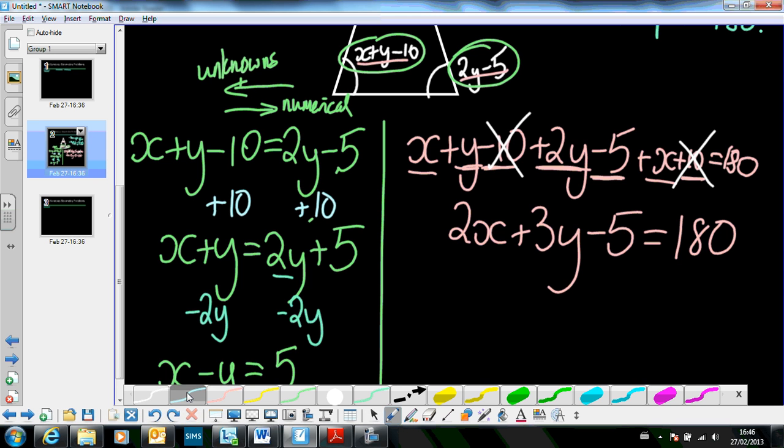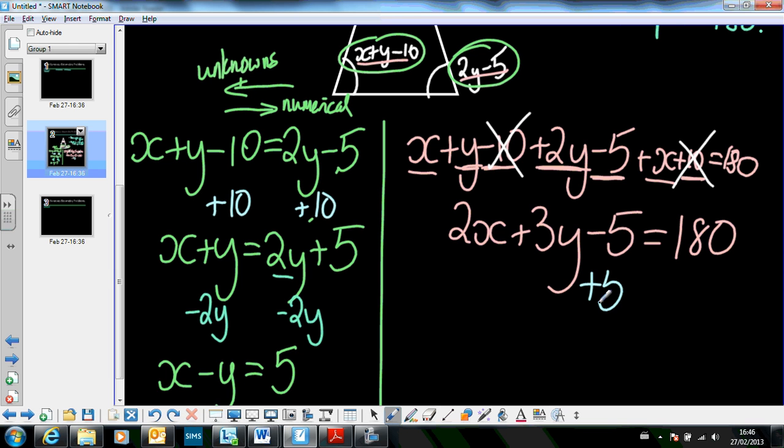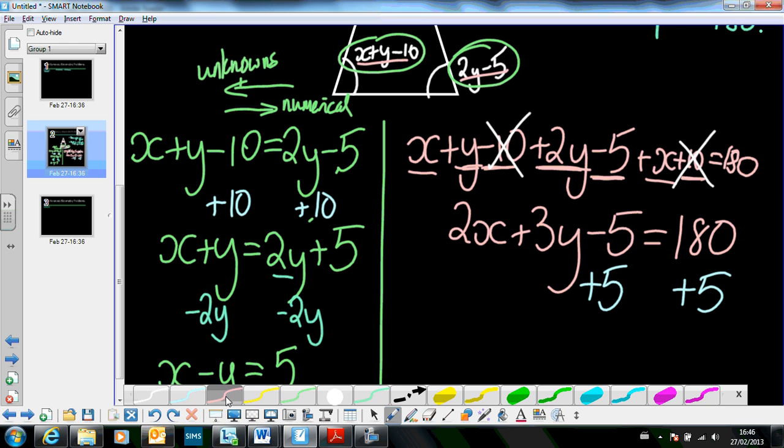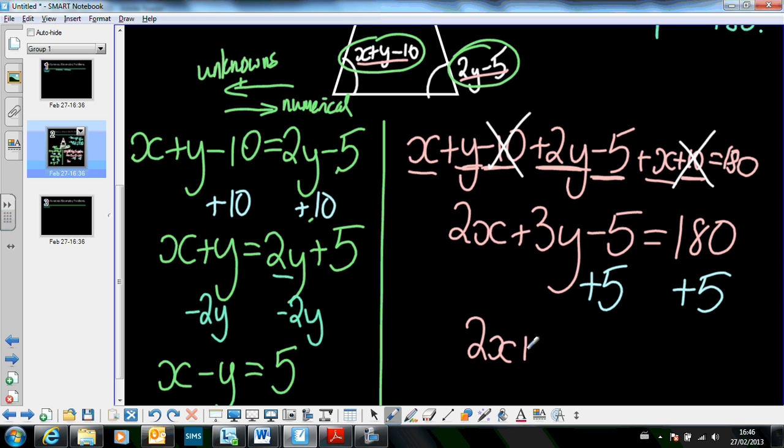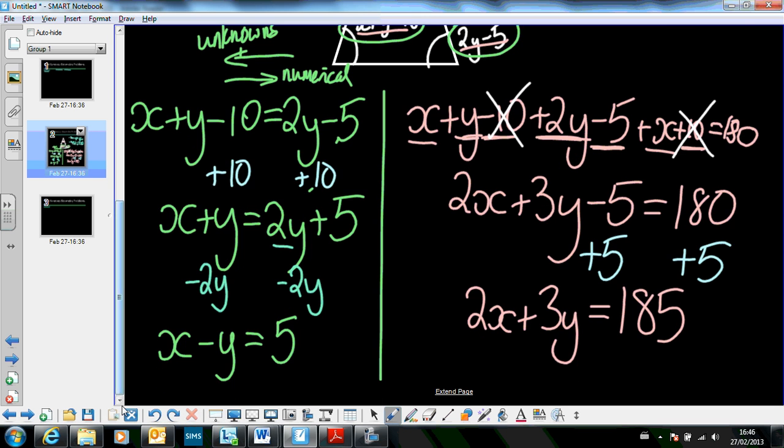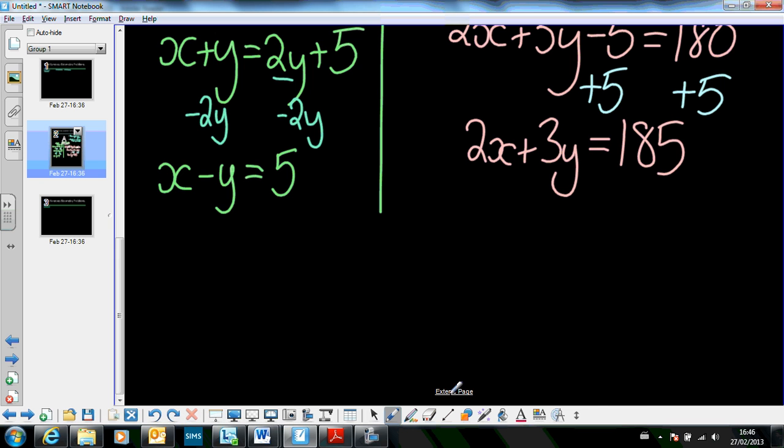One quick step to tidy that up. Let's get rid of this numerical part there, add 5 to both sides, and our equation becomes 2x plus 3y on the left hand side is equal to 185. And once again, we're at the position where I've got two equations, two unknowns, and should be able, with a little bit of mathematics, to figure out what the values of x and y are.